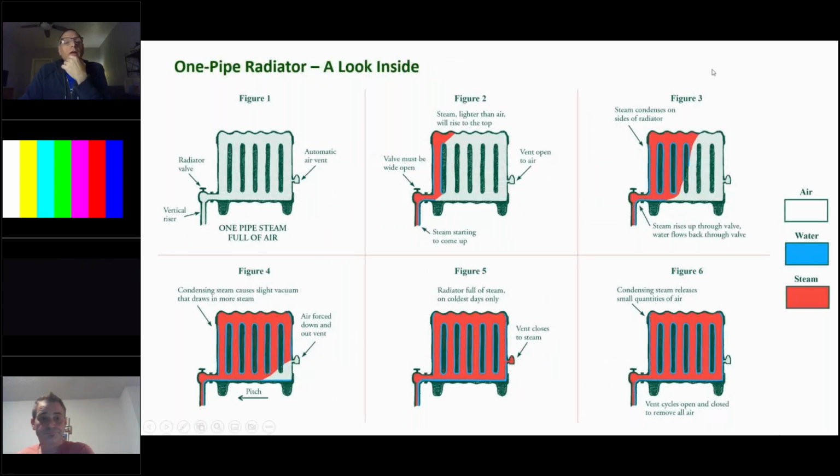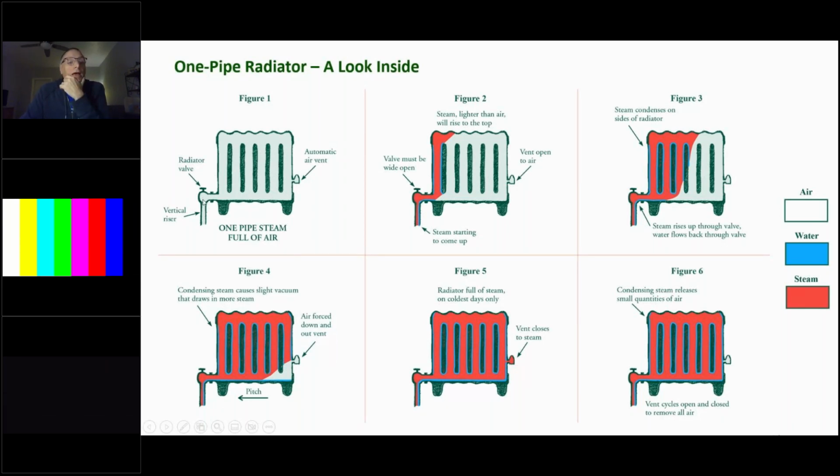So this is a 1-pipe radiator. We've got to look inside. We've got that single riser coming into the radiator valve. And again, this valve must be left completely open so that we can have steam passing over water entering the radiator and condensate flowing back through the same valve. Since steam is lighter than air, it'll rise to the top of the radiator, which is why the air vent is usually located down lower on the side, because it's going to push the air in front of it down to that radiator to vent.